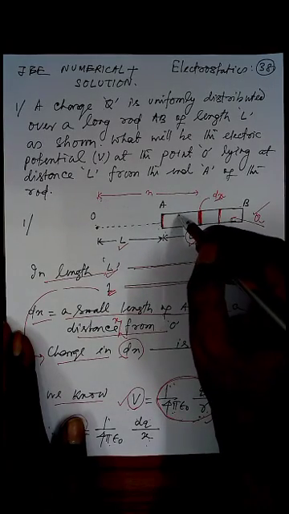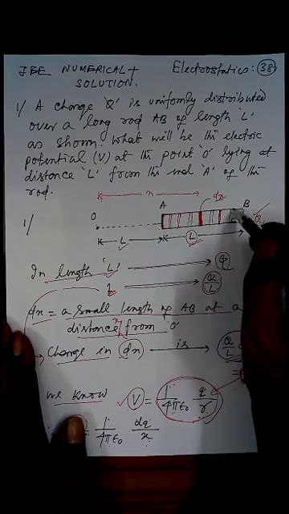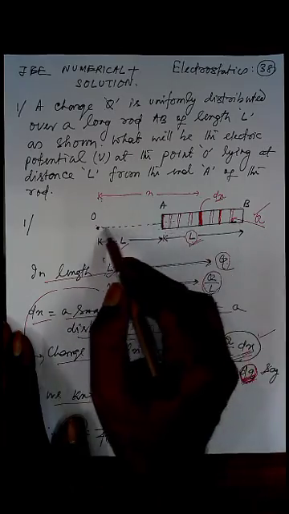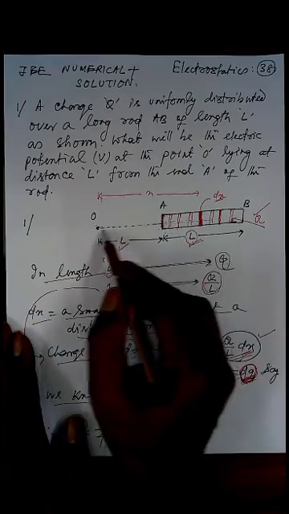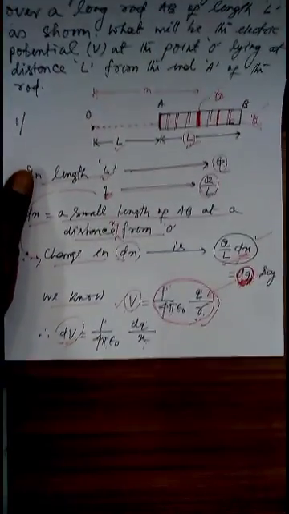Now, in the whole rod AB, there are many such dx. dx here, dx here, dx here, dx here, and all are at different distances from point O. So we have to integrate to find the total potential.